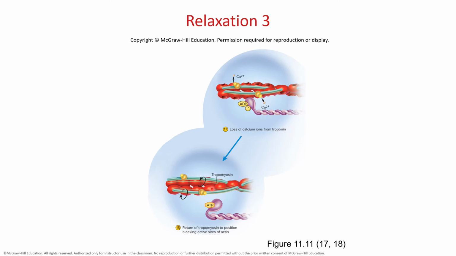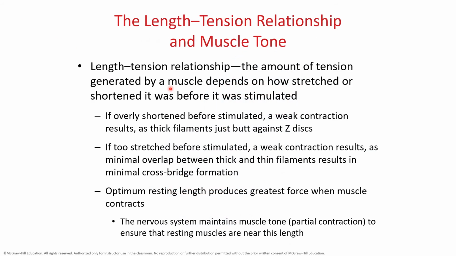So that's going to further along the relaxation process. So now let's talk about the length-tension relationship and muscle tone. So the length-tension relationship: the amount of tension generated by a muscle depends on how stretched or shortened it was before it was stimulated.